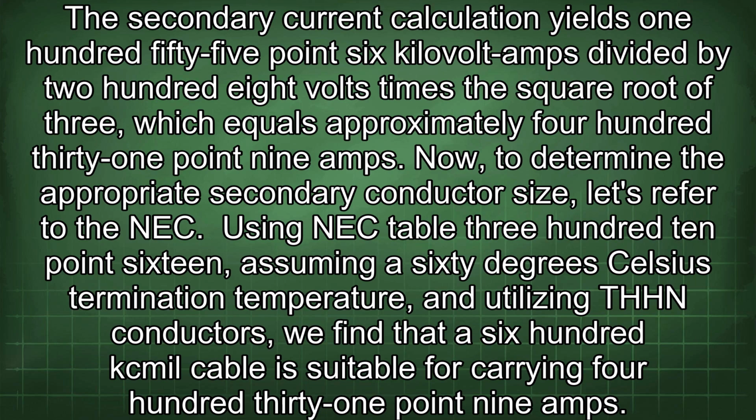Using NEC table 310.16, assuming a 60 degrees Celsius termination temperature, and utilizing THHN conductors, we find that a 600 kcmil cable is suitable for carrying 431.9 amps.